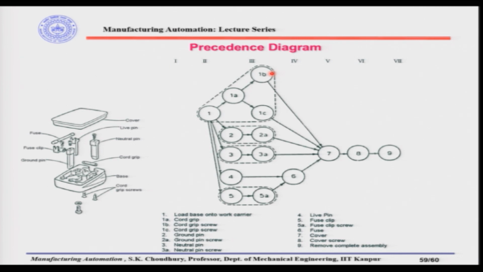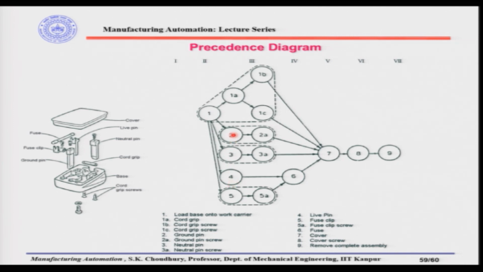After that, when the base is loaded onto the work carrier, the second column will be 2, 3, 4, 5, that is ground pin, neutral pin, live pin and the fuse clip. This is given in one column, saying that 2, 3, 4, 5 can be assembled in any order. That is why it is given in one column.